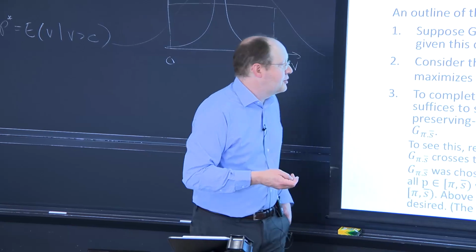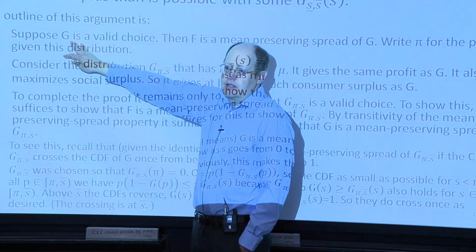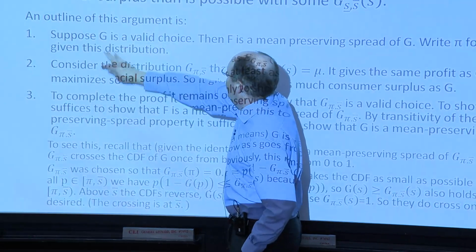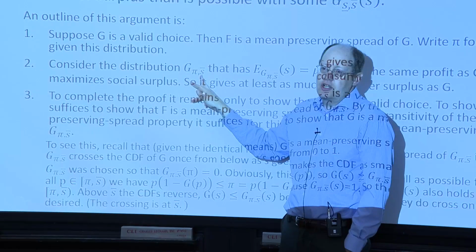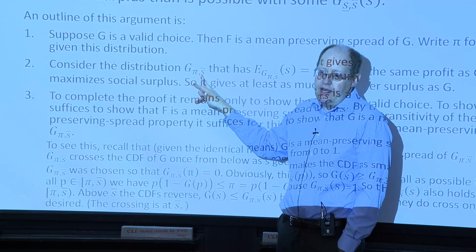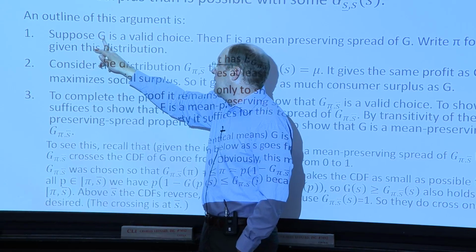And then step 2, the harder step of the proof, I think I've done it pretty well on the slides if you want to look at the slides at home. But the basic idea in the slides is that no other distribution could possibly do better than this one. Okay, and how does that argument go? Well, what I'm going to do is say let G be any other valid choice. If you give me G as a valid choice, I'm going to pick a distribution in this class and show that it does at least as well as G and is valid. So you give me any other valid distribution.